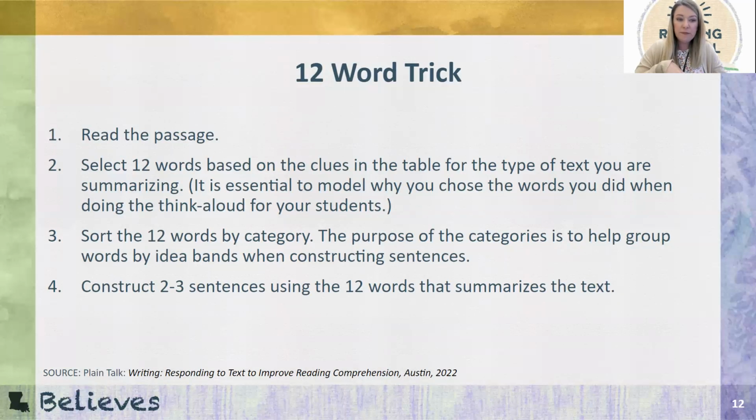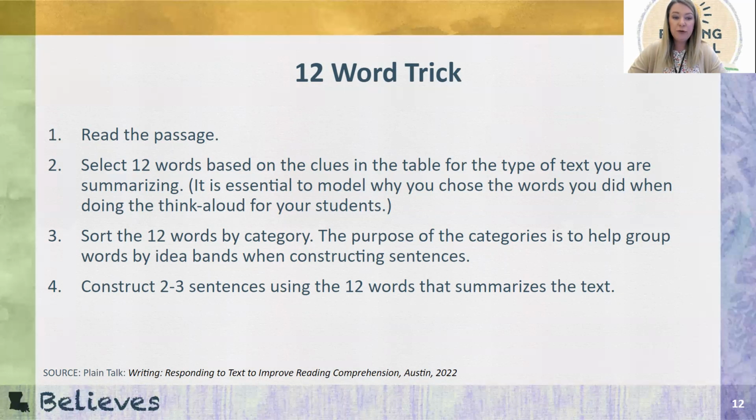Then you're going to sort the words by category. And the purpose of the categories is just to help group words by idea bands when constructing sentences. And so if you have students who want to include all 12 words in one sentence, this helps keep it concise, and it also helps with syntax. It helps them understand that one sentence is one complete idea. So that's the purpose behind the categories.